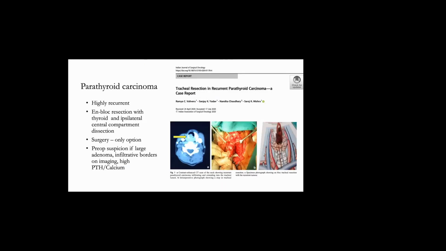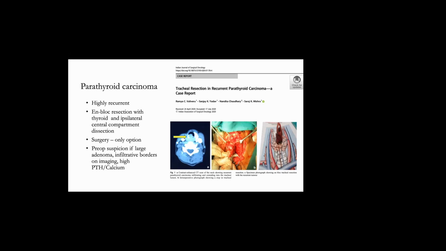Coming to the management of parathyroid carcinoma, it is a highly recurrent disease, and en bloc resection is very, very important, and surgery is the only option. Pre-op suspicion arises if the tumor is very large, or if there are infiltrative borders on ultrasound, or if the PTH is very, very high and the calcium is very high. But in our country, even if there are large adenomas, they tend to be benign only. This is probably true for foreign countries, but in our experience, we have seen so many big adenomas with high calcium, high PTH still turn out to be benign.